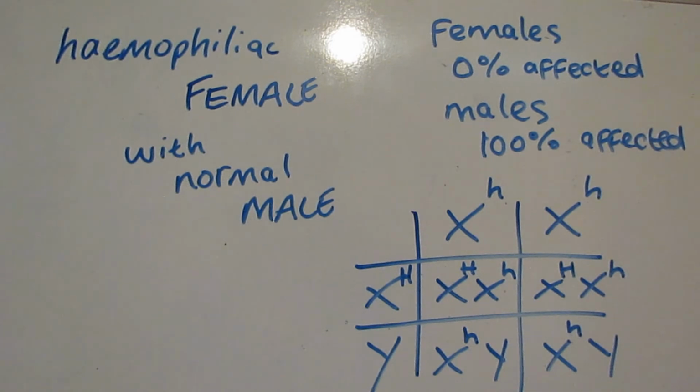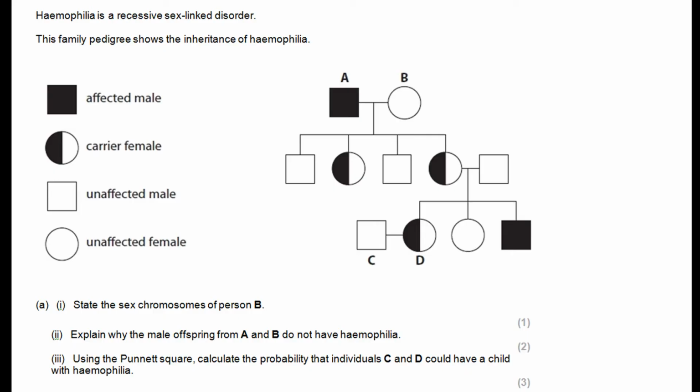And this is why a disorder such as hemophilia, or most sex-linked disorders which are on the X chromosome, are more common in males, because they do not have another X chromosome which can act as a mask for the recessive allele. So here is an exam question which I'd like you to try. So pause the video, have a try of the question, and then you'll see the answer afterwards.